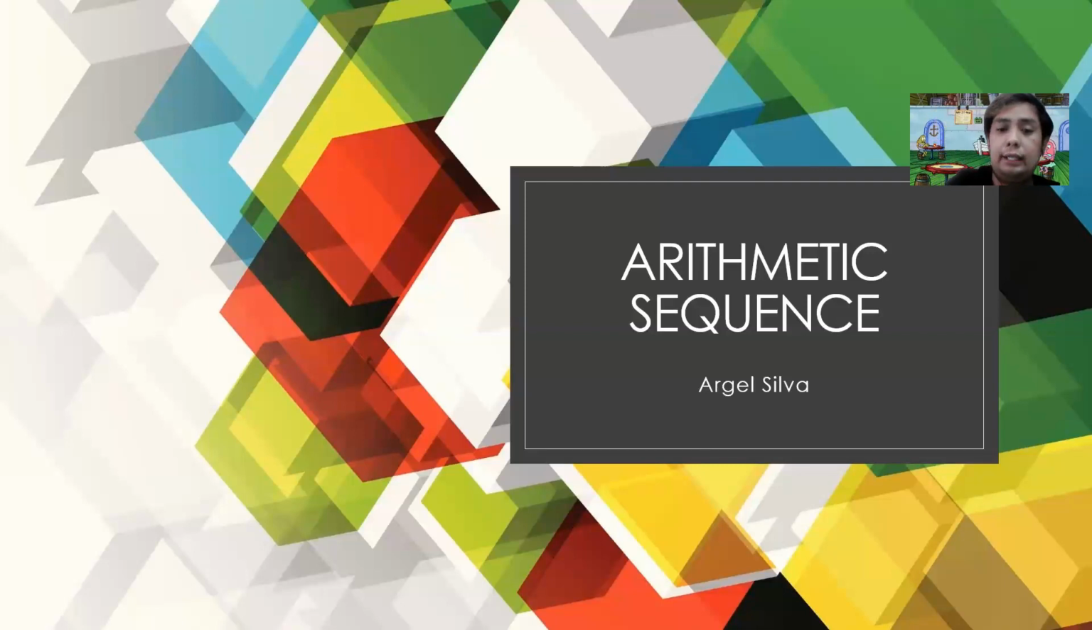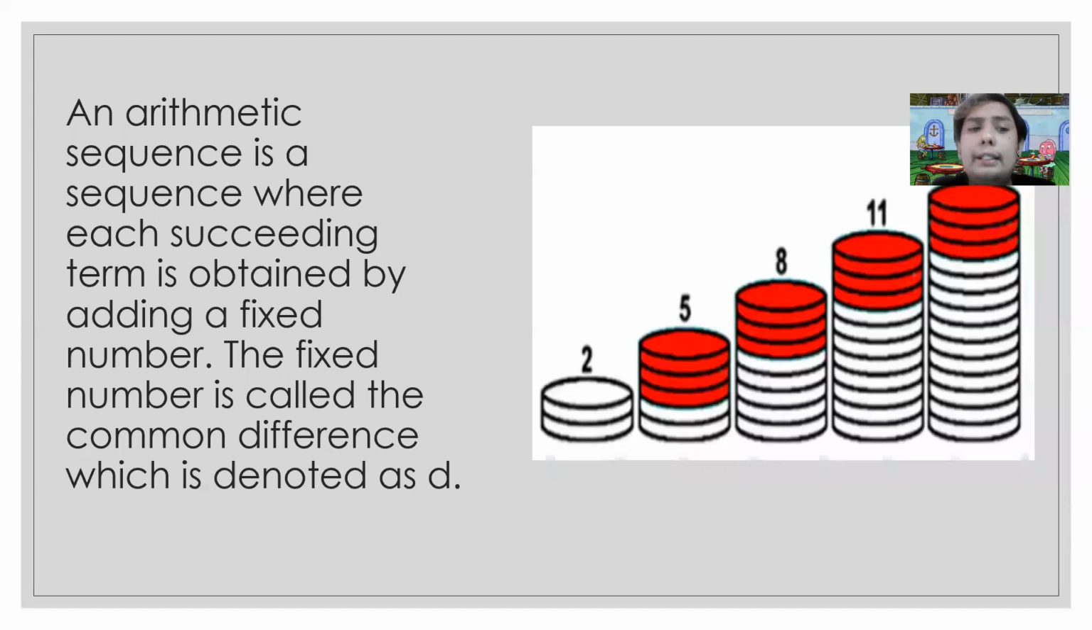Well, ano ba yung tinatawag nating arithmetic sequence? An arithmetic sequence is a sequence where each succeeding term is obtained by adding a fixed number. The fixed number is called the common difference, which is denoted by D. Okay po. So yung pattern niya ay meron tayong constant number na ina-add sa preceding number in order to get the next number.